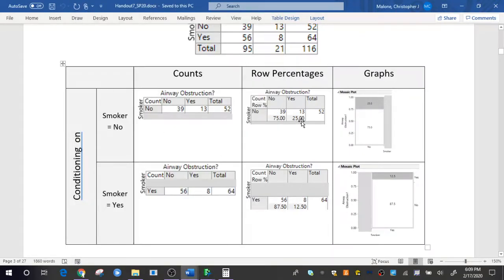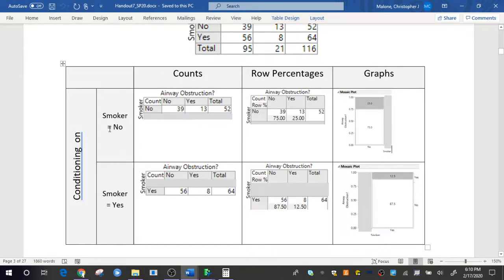So what does this mean again? What's the interpretation of this 25%? Well, 25% of my non-smokers had an airway obstruction. I could create a graph for that, just a segmented bar graph here. The top portion of that output is going to be for my airway obstruction. We'll look more at those graphs in a minute.